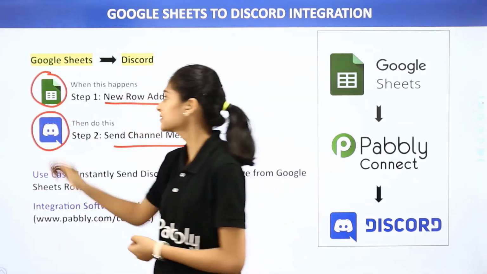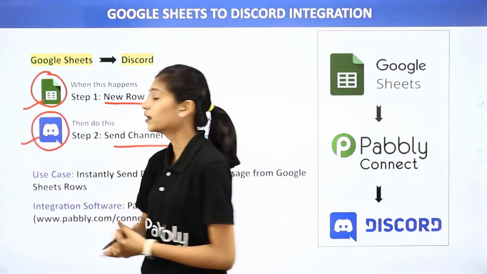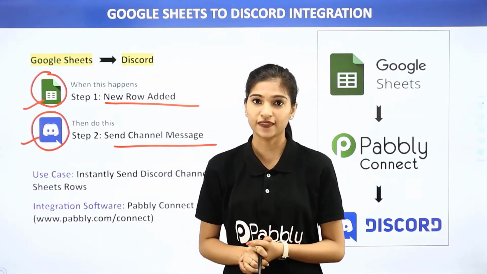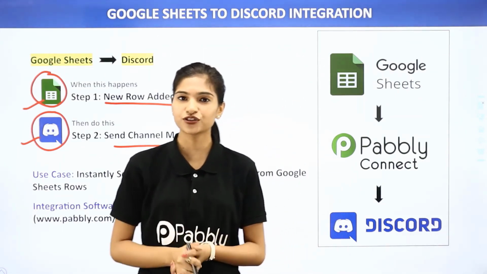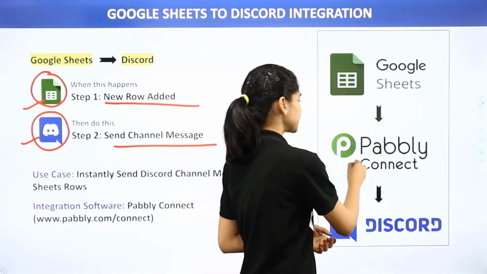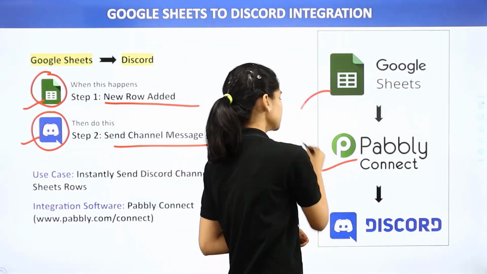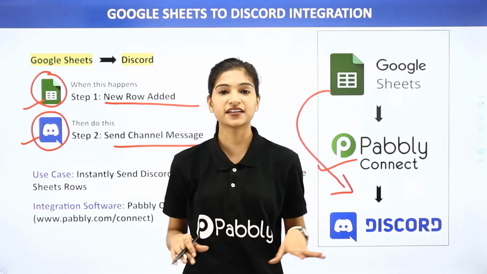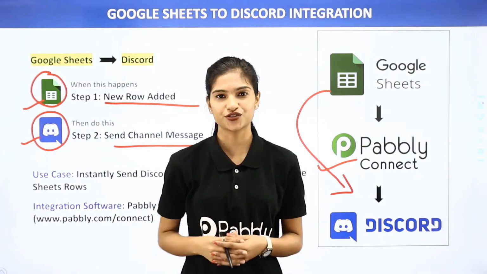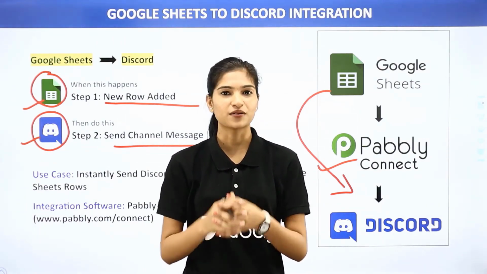The issue here is that Google Sheets and Discord don't have any integration between them, and that is why we are going to use Pabbly Connect. Pabbly Connect is an integration platform which helps us to transfer data from Google Sheets to Discord. The best part here is you don't require any knowledge of coding. So let me show you this on my screen.